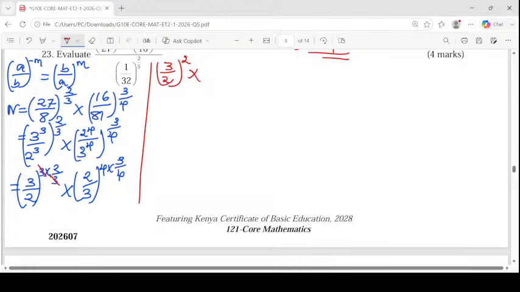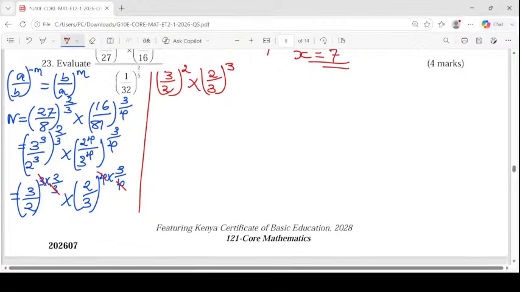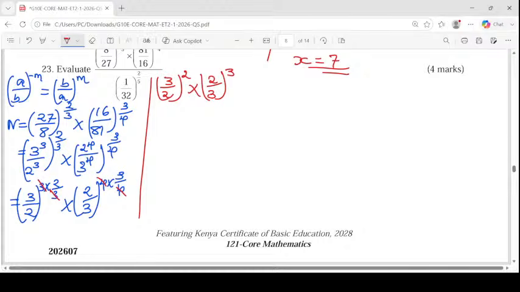times 2 over 3 to the power of 3. When you reach here, one thing you need to know, this can be written as 2 over 3 to the power of negative 2 multiplied by 2 over 3 to the power of 3.